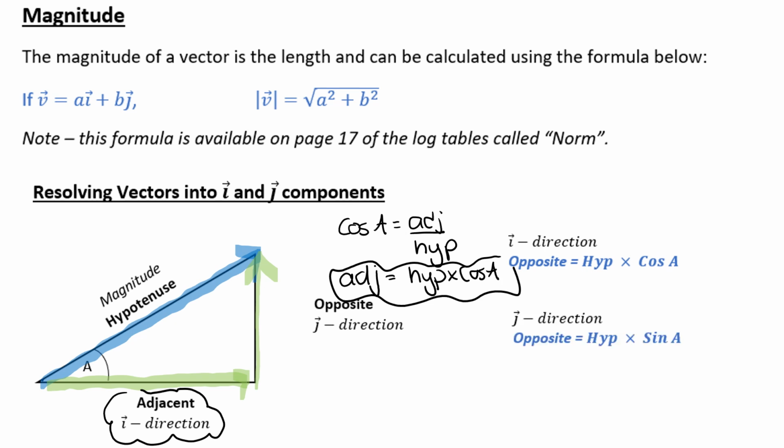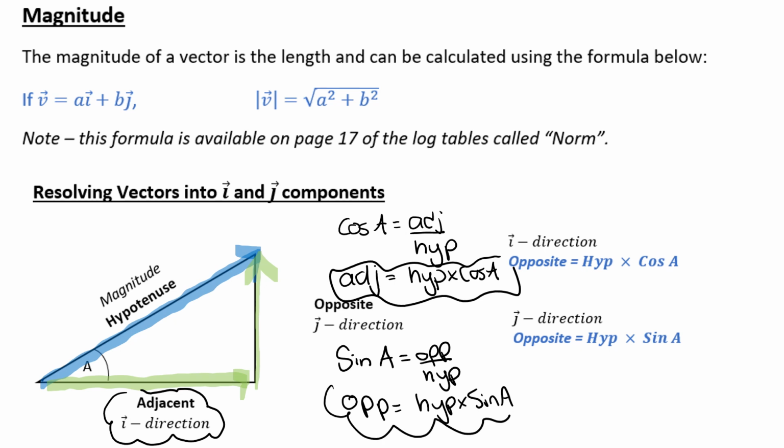For the j, we have something similar. It's the hypotenuse times the sine. So again, if we have sine A, and that is opposite over hypotenuse, we can rearrange that such that opposite equals hypotenuse times sine A. And the opposite side is representing our j direction up here. So that gives us our j piece.